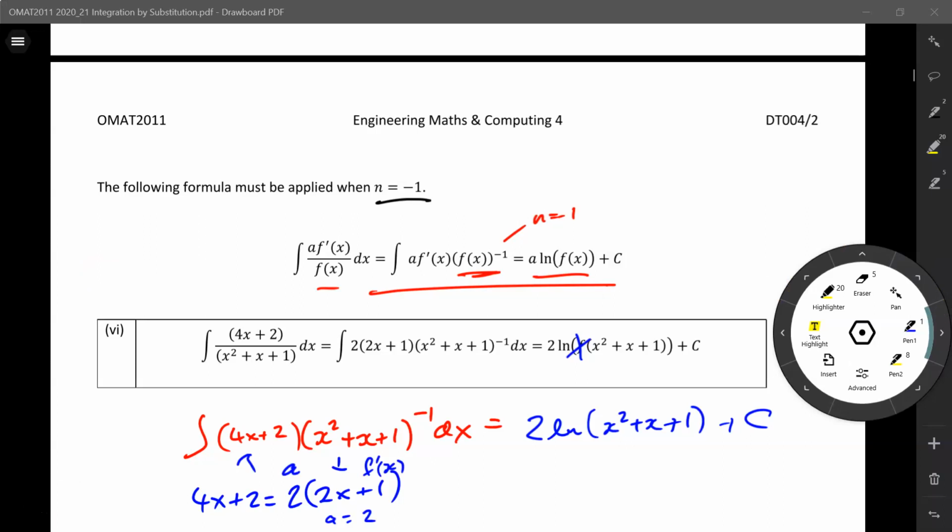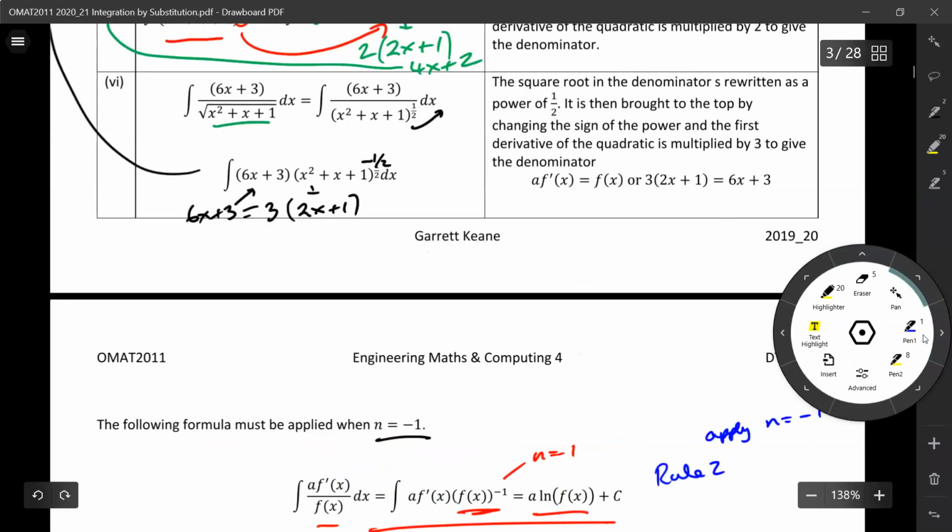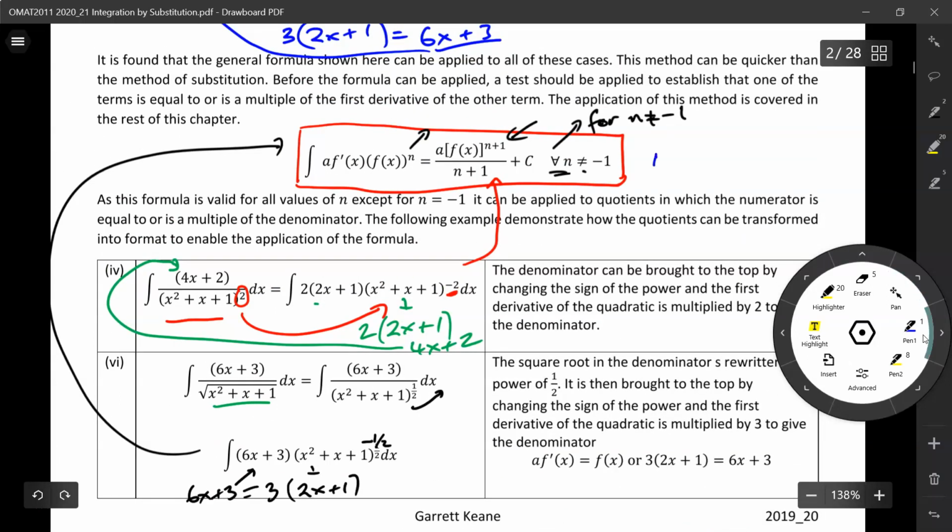That this is the range of problems. You have two rules basically. This is rule 2, and you apply this when n is equal to minus 1. And this is rule 1, which you apply in all other cases, and that's when n is not equal to minus 1. Okay.